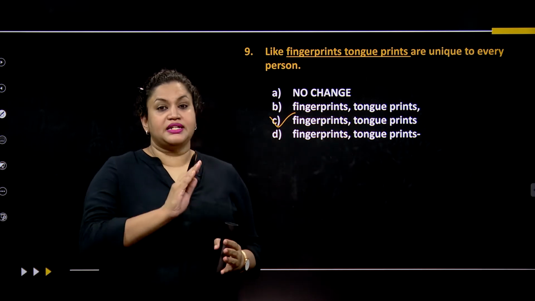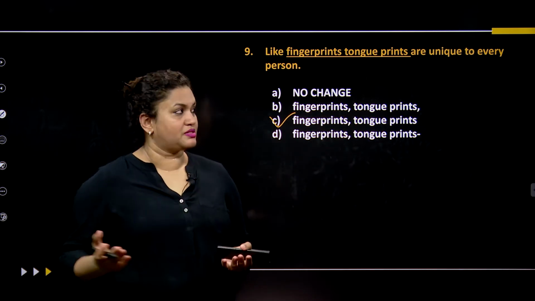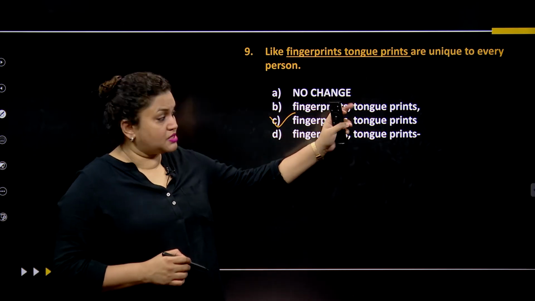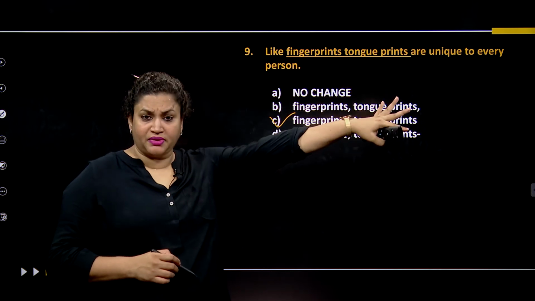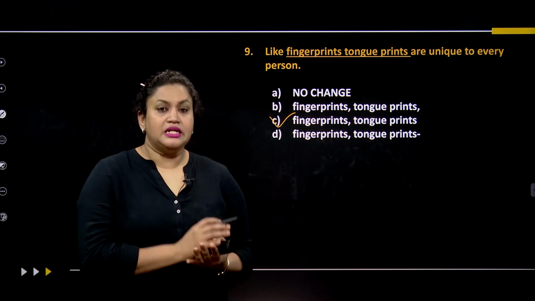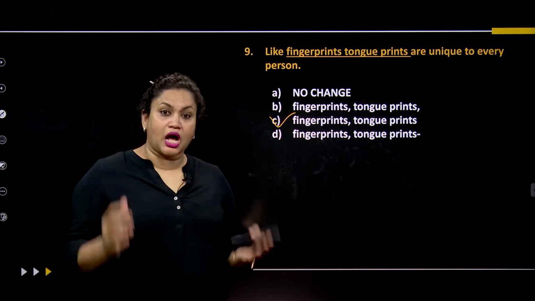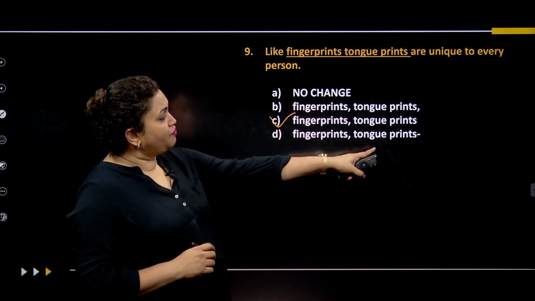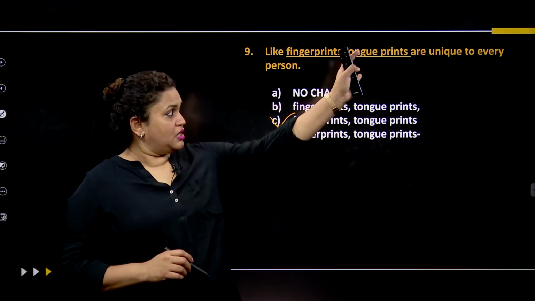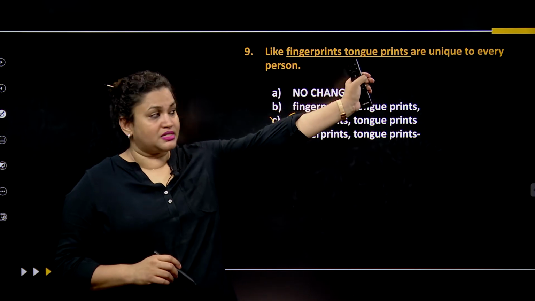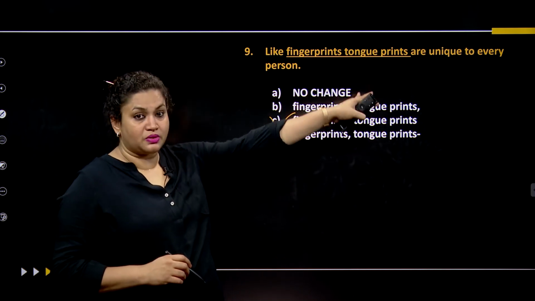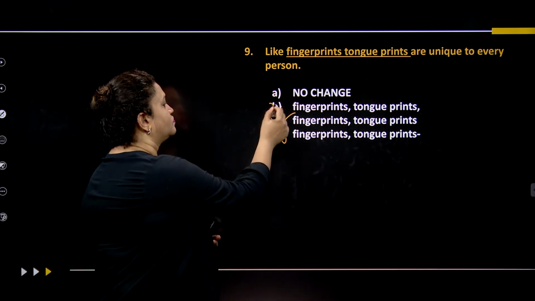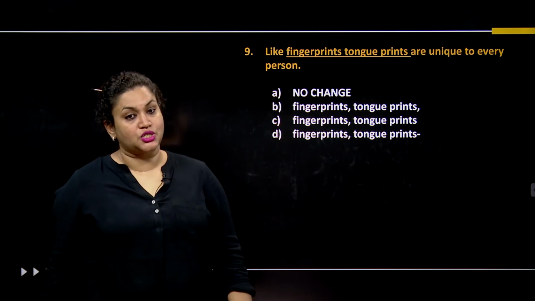Like fingerprints, tongue prints are unique to every person. Yeah. Like fingerprints, understood. After tongue prints, can we have a pause? Did we stop after tongue prints? No. Therefore, C is the right answer. We cannot have a dash here because it's a continuous sentence. Tongue prints are unique to every person. So, therefore, subject and the object. Let's go to the next option.